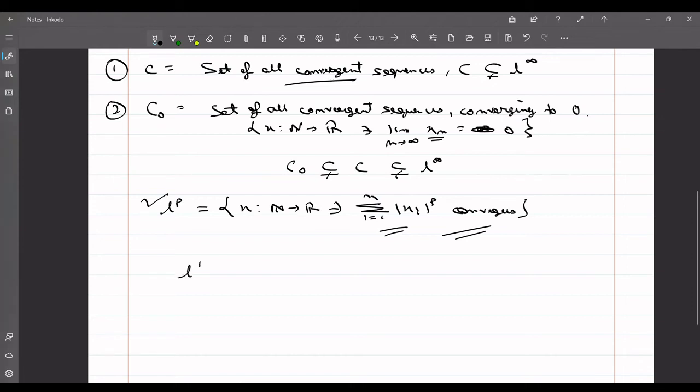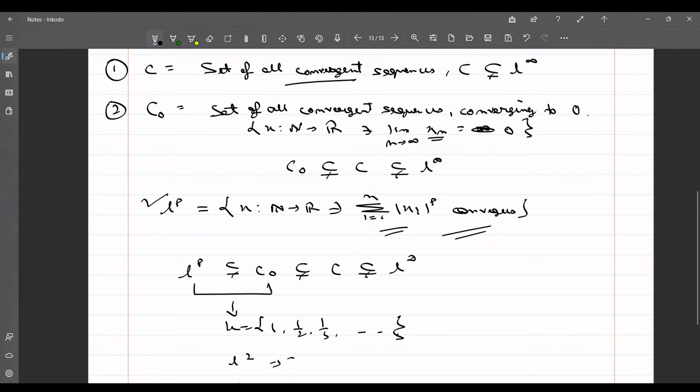So what I'm trying to say is that LP is contained in, not equal to, C0, which is contained in, not equal to, C, which is contained in, not equal to, L infinity. This thing happens because of the sequence which you have just taken, 1 over 2, 1 over 3, and so on. L2 was converging to 0 as well, right? But sorry, it was a converging sequence, but it was not in C0.